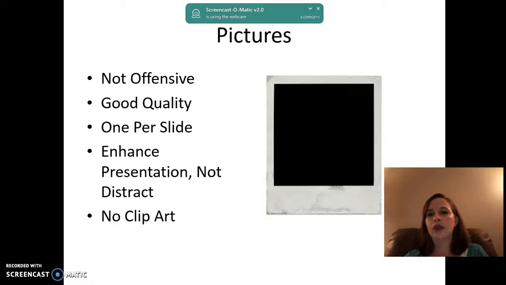And finally, no clip art. If you have questions on what clip art is, feel free to ask. But you need to use real pictures, either that you personally take or that you pull from Google Images.